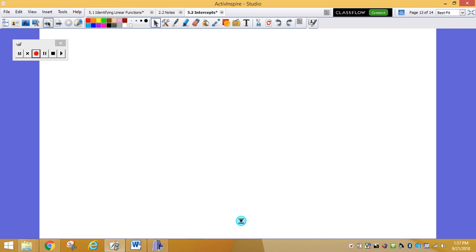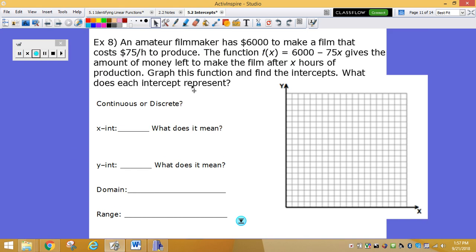Okay, we got 2 more. An amateur filmmaker has $6,000. There's our function. Okay, let's look and see if it tells us our x and y. It does. It tells me x is going to be hours. And does it tell me y? No. Okay, so let's figure out. We're talking about time and money. So I know that y has to be my money, and my x is going to be my hours.